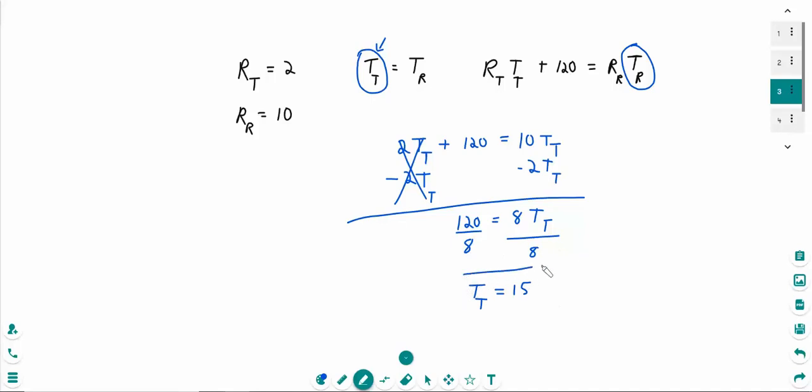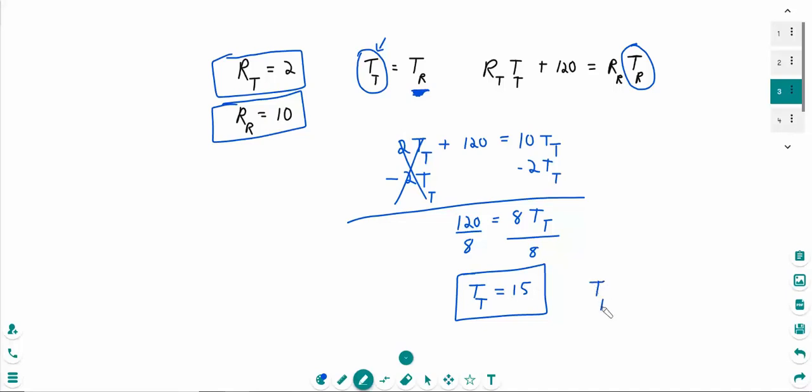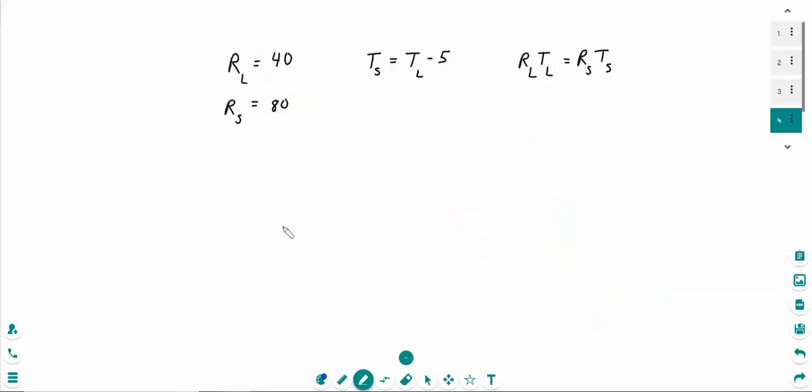All right. Now, that's t sub t. We already know r sub t. We already know r sub r. We do not know what t sub r was. They didn't give us that. But they did tell us that t sub r is equal to t sub t. So if t sub t is equal to 15, then I can say that t sub r is equal to 15. There we go. So that is our solutions. We've now solved for all of the variables in the equations that were given to us. All right, let's try another one. Try this one on your own, and then we'll try it together.